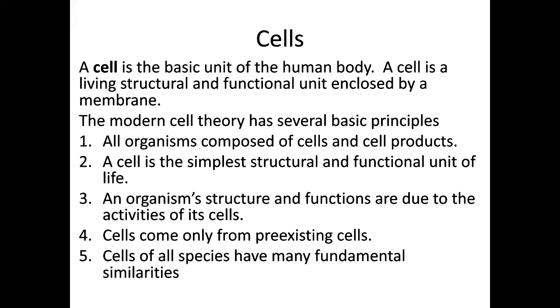Number 2, a cell is the simplest structural and functional unit of life. So in other words, cells are the simplest things that can do those basic life processes like metabolism, growth, reproduction, differentiation, etc. Number 3 really is the one that relates to what we talk about here in this lecture. At least it relates to it the most. An organism's structure and functions are due to the activities of its cells.